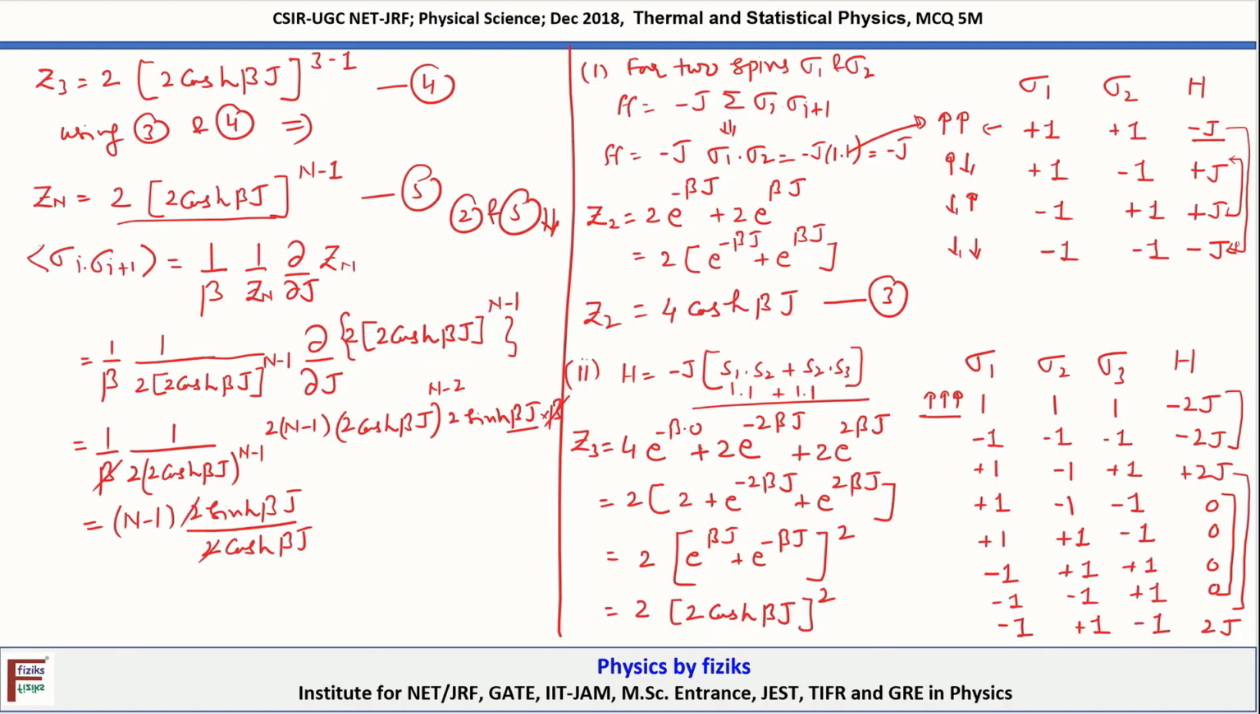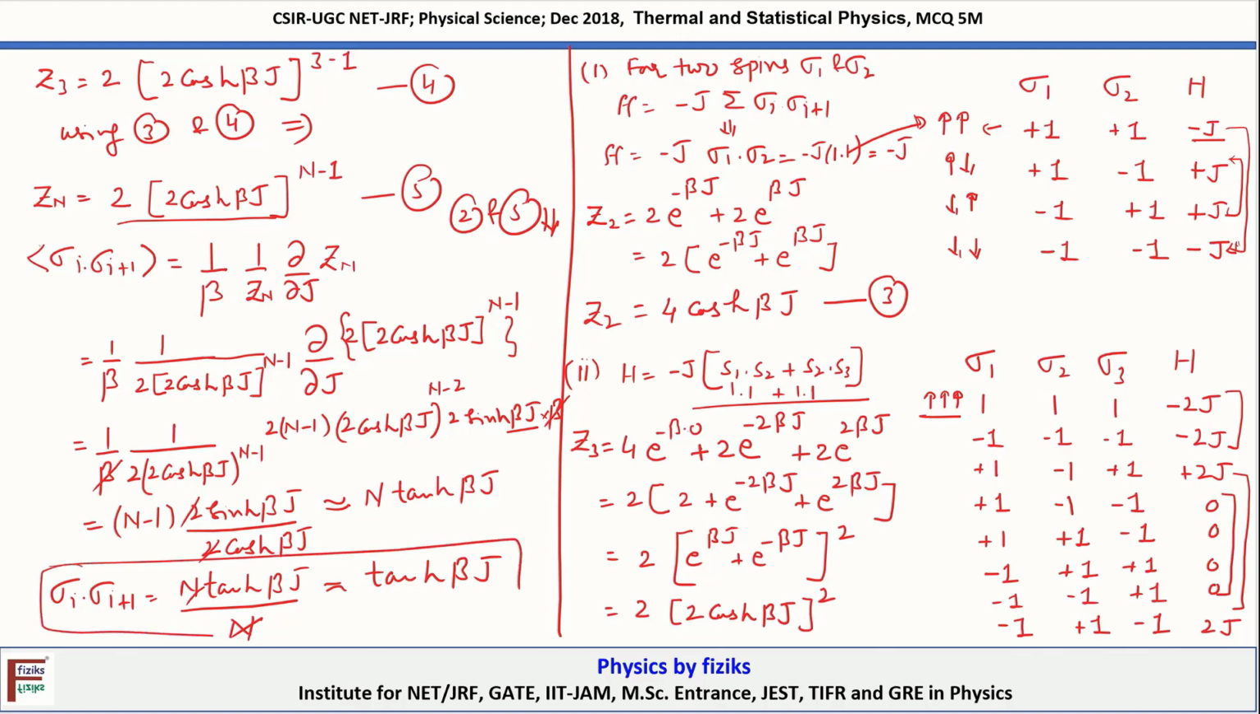The 2 will cancel with 2, and for a very large value of n, this result is almost equal to n tanh beta J. Therefore the correlation function per spin, sigma i dot sigma i plus 1, is given by n tanh beta J divided by the total number of spins. So n will cancel with n, and this is nothing but tanh beta J. So our answer is tanh beta J.